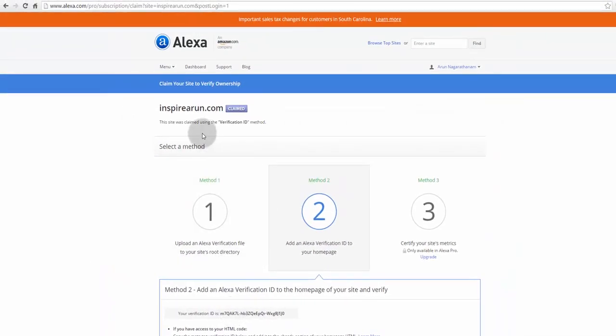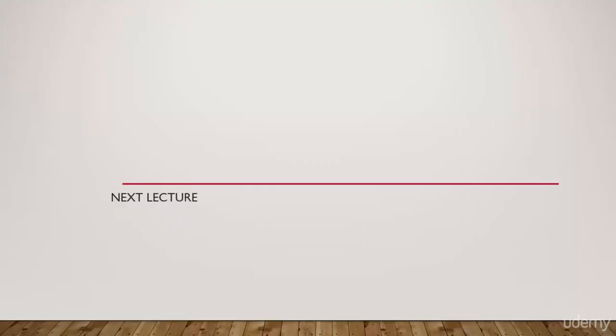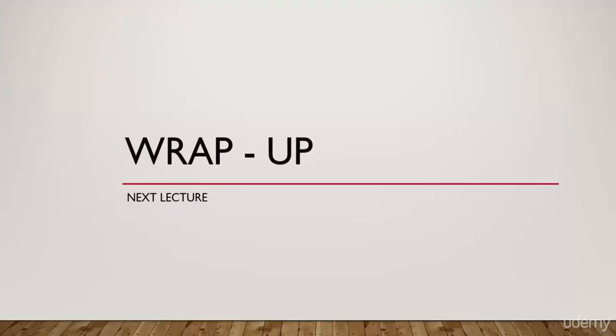So we have successfully claimed our domain inspireroom.com. This is how you can claim your site in Alexa. In the next lecture, let's wrap up this section.